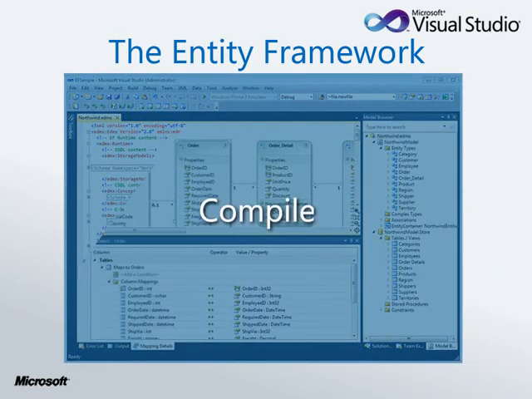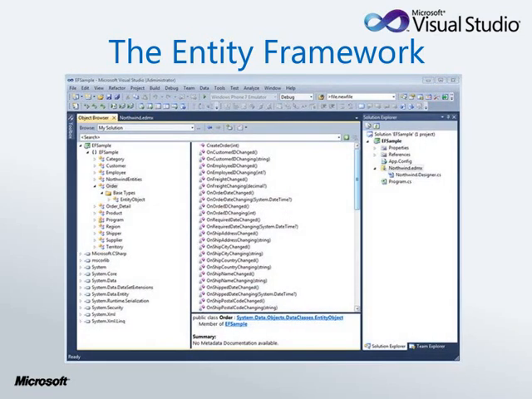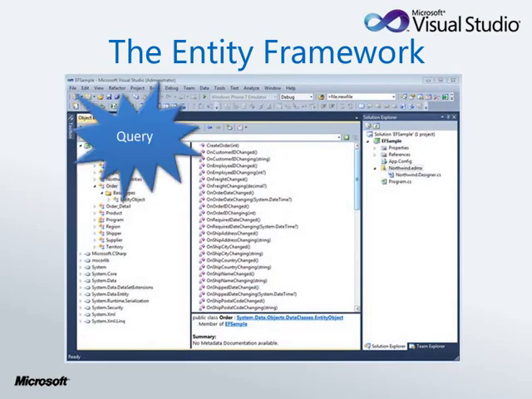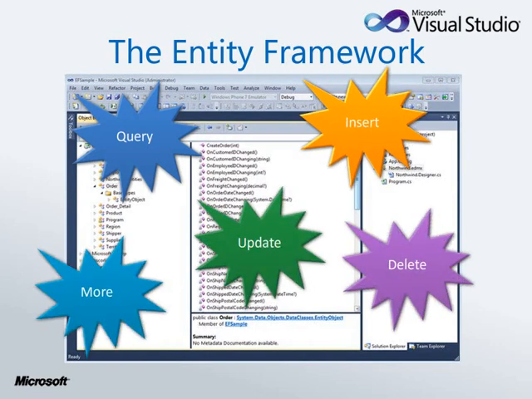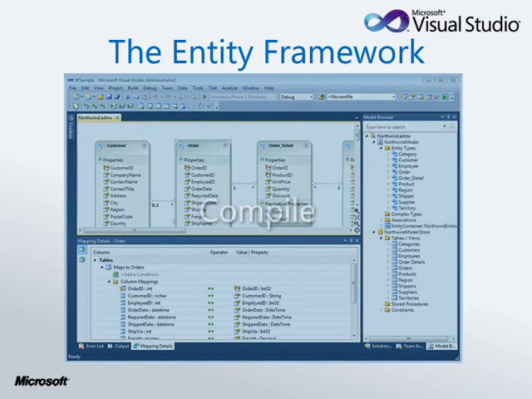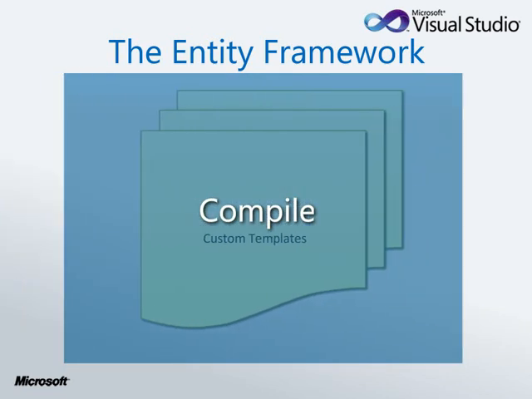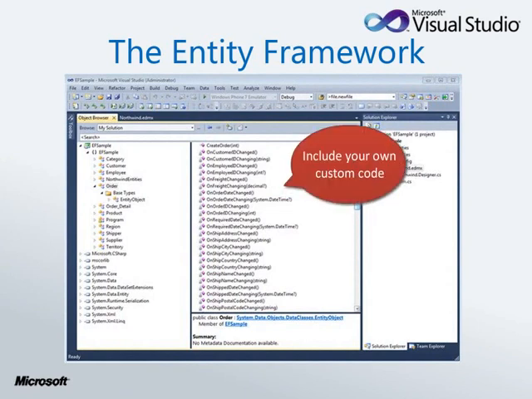At compile time, these models are transformed into a set of classes that define an object-oriented API for interacting with your data, enabling query, insert, update, delete, and other operations on your data. Although the generated classes enable a rich set of data operations from your application code, the Entity Framework also allows you to extend this functionality by customizing the templates used to generate the classes. This ability to customize the Entity Framework is a powerful feature if you have specific requirements and common behaviors that you wish to implement across a collection of applications.